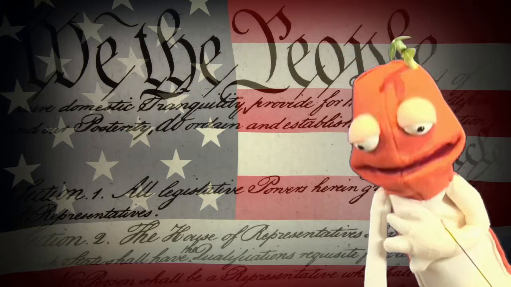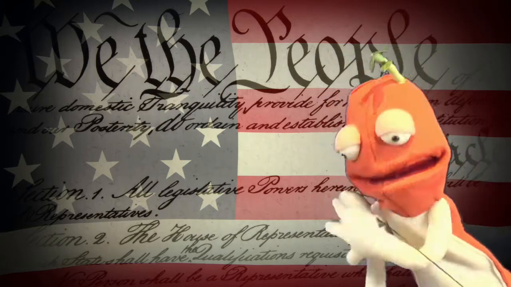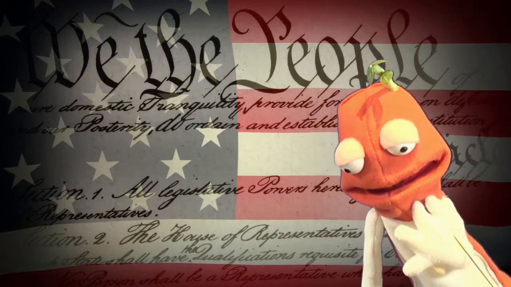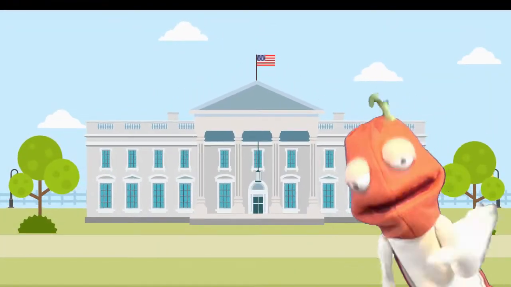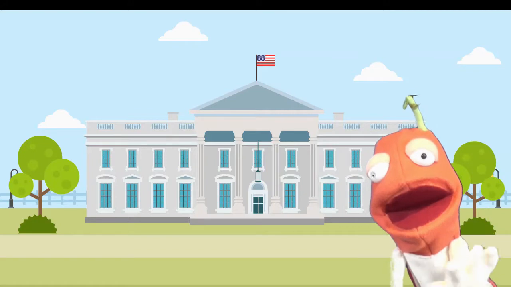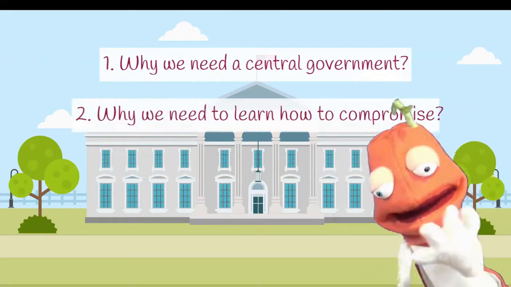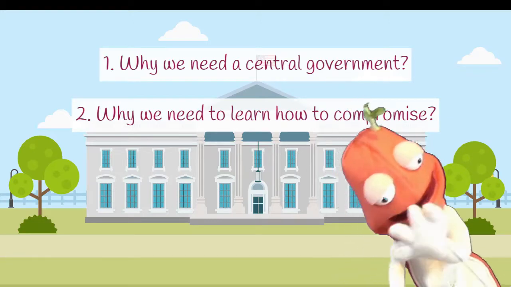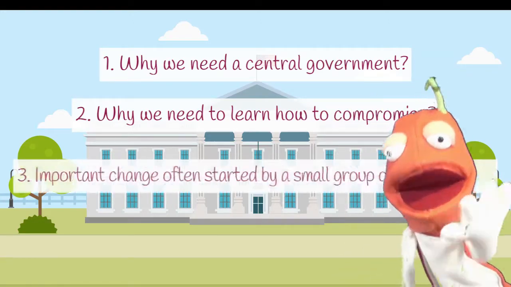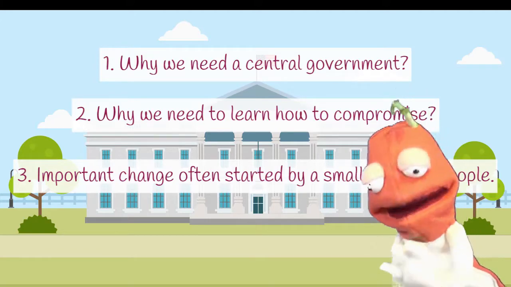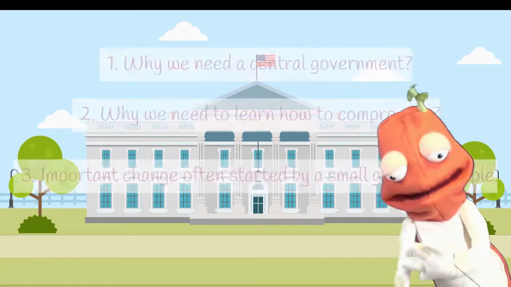So this is how I think about the formation of Constitution and what I have learned from that process. What I learned from the whole formation history of the Constitution are three things. Number one, why we need a central government. Number two, why we need to learn how to compromise with each other. Number three, important changes in our country often started by a small group of people. Let's explore all this together.